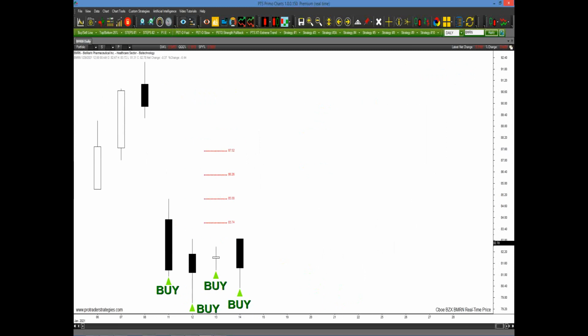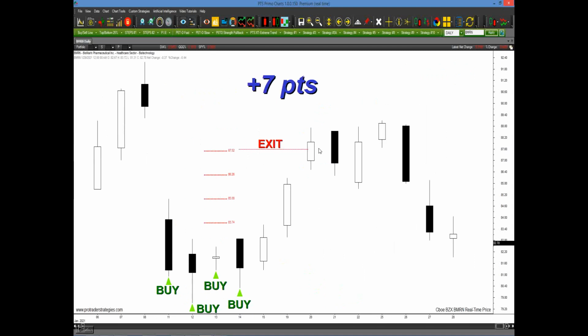Here's an example on BMRN. A cluster of buy signals was generated. Here are the 4 exit levels. In about a week, you had a quick 7-point gain. That's not a bad little trade. And then look what happened. You would have given everything back in the next week.